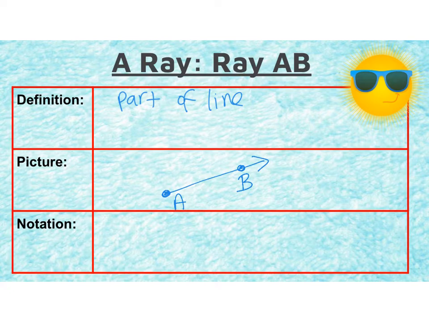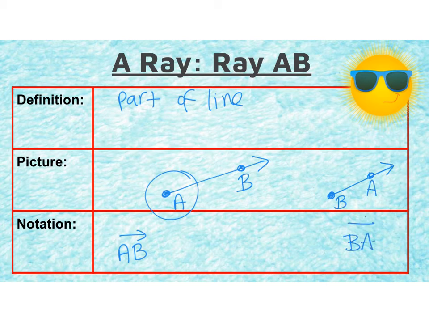So this one only has a specific way. This notation is ray AB. You have to start with the endpoint, and in this case, A is the endpoint. If somebody was to draw this one with B as the endpoint and A, that notation would be ray BA. So they are different rays. Order matters in this case.